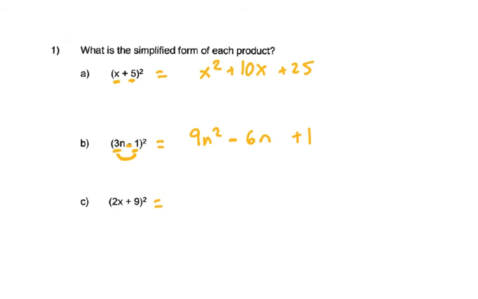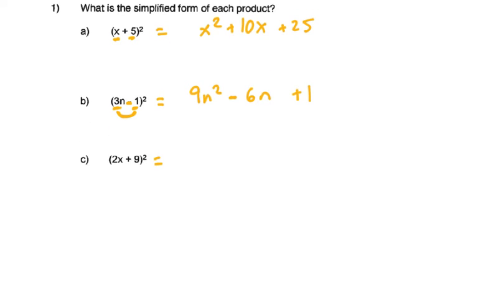Okay, last one. So we're going to square 2x, which is 4x squared. We're going to square 9, which is 81. In the middle is the product of these times 2. So 2x times 9 is 18, times 2 is 36. And if you don't believe me, you're welcome to FOIL these out.